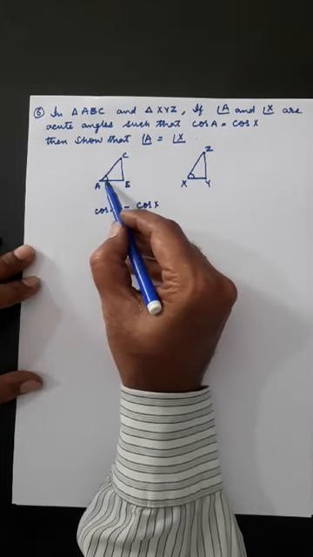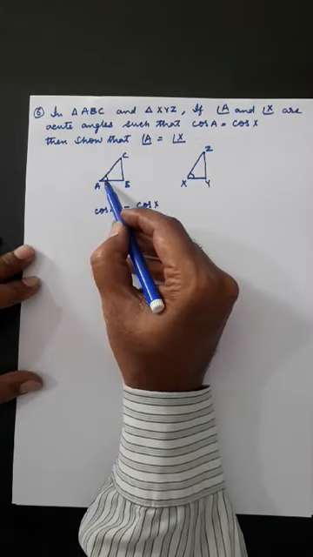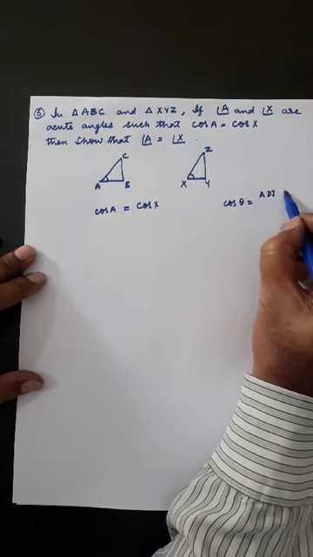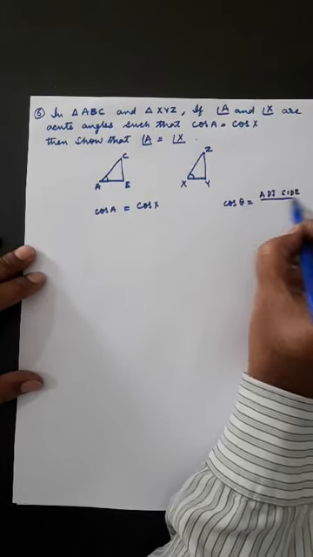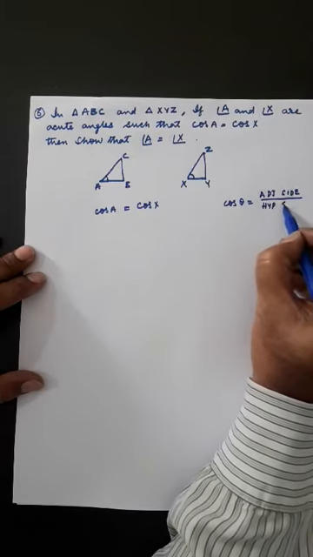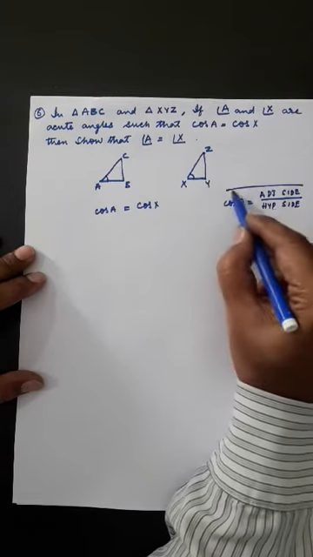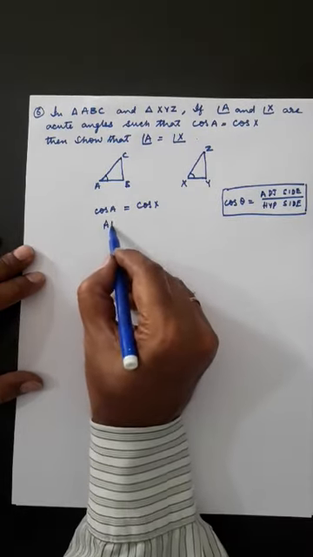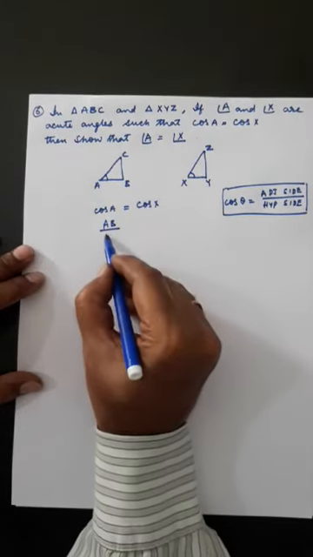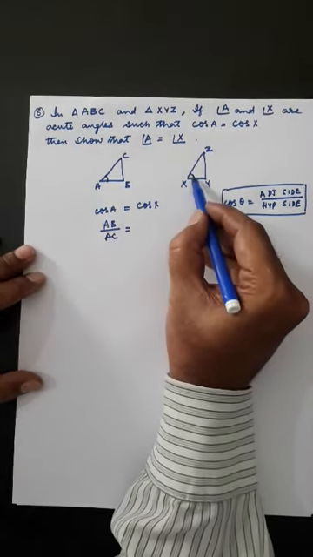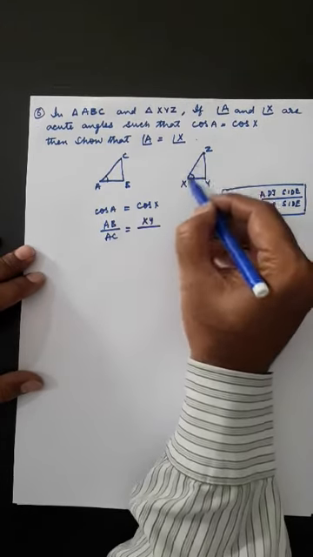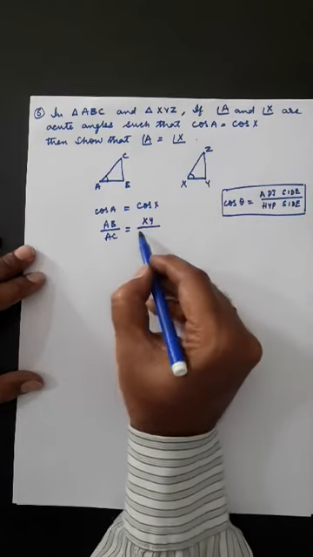So what is cos A? Cos A we know, na? Cos theta equal to adjacent side divided by hypotenuse side. So cos A is adjacent side AB divided by hypotenuse AC. Here in cos X is again adjacent side XY and hypotenuse side XZ.